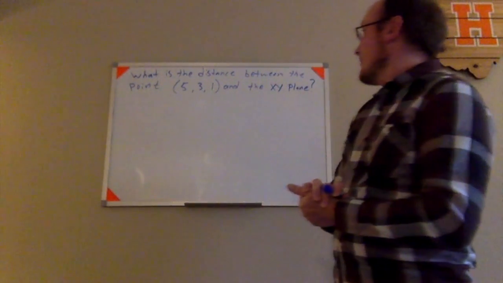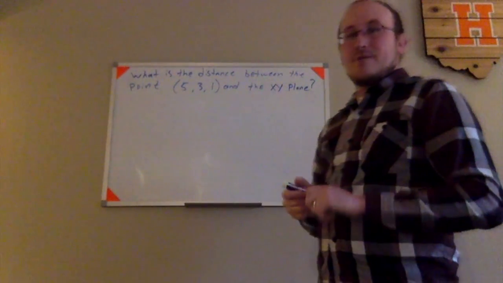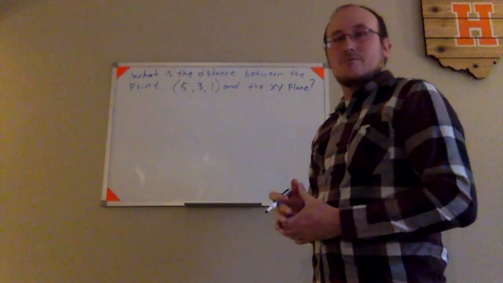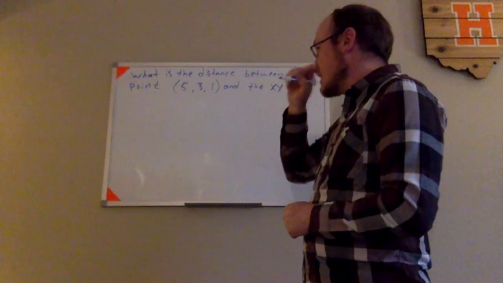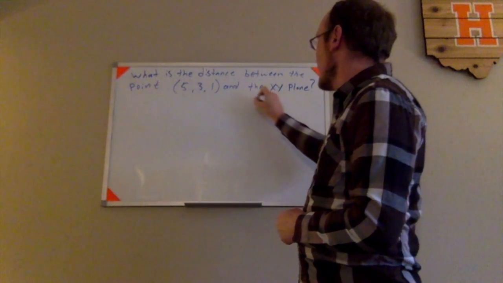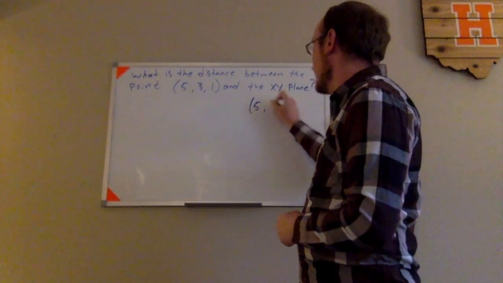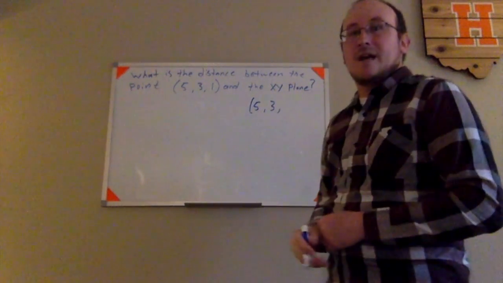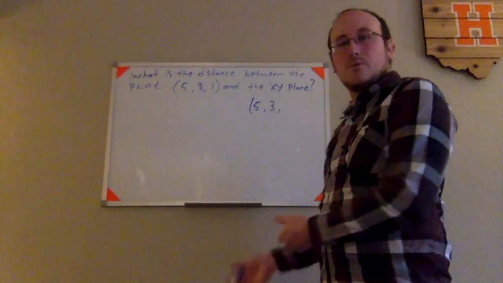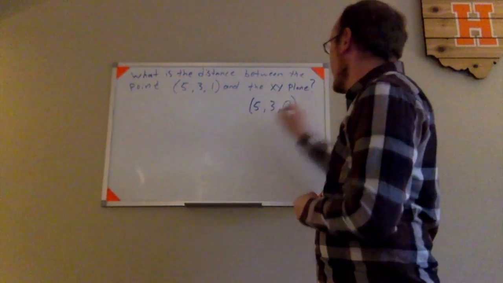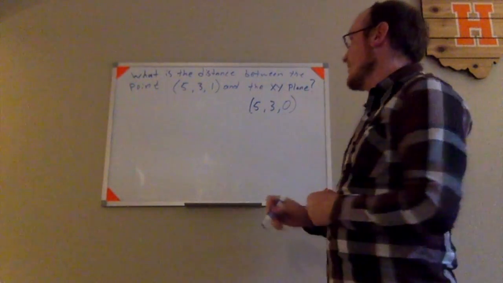So here, if we want to find the distance between this point and the xy plane, if we want to go directly to that flat surface known as the xy plane, the x and y coordinates of that point are going to remain exactly the same. So we'll have 5 and 3 still. And if you're in the xy plane, there is no z coordinate. In other words, the z coordinate will be 0 with that.